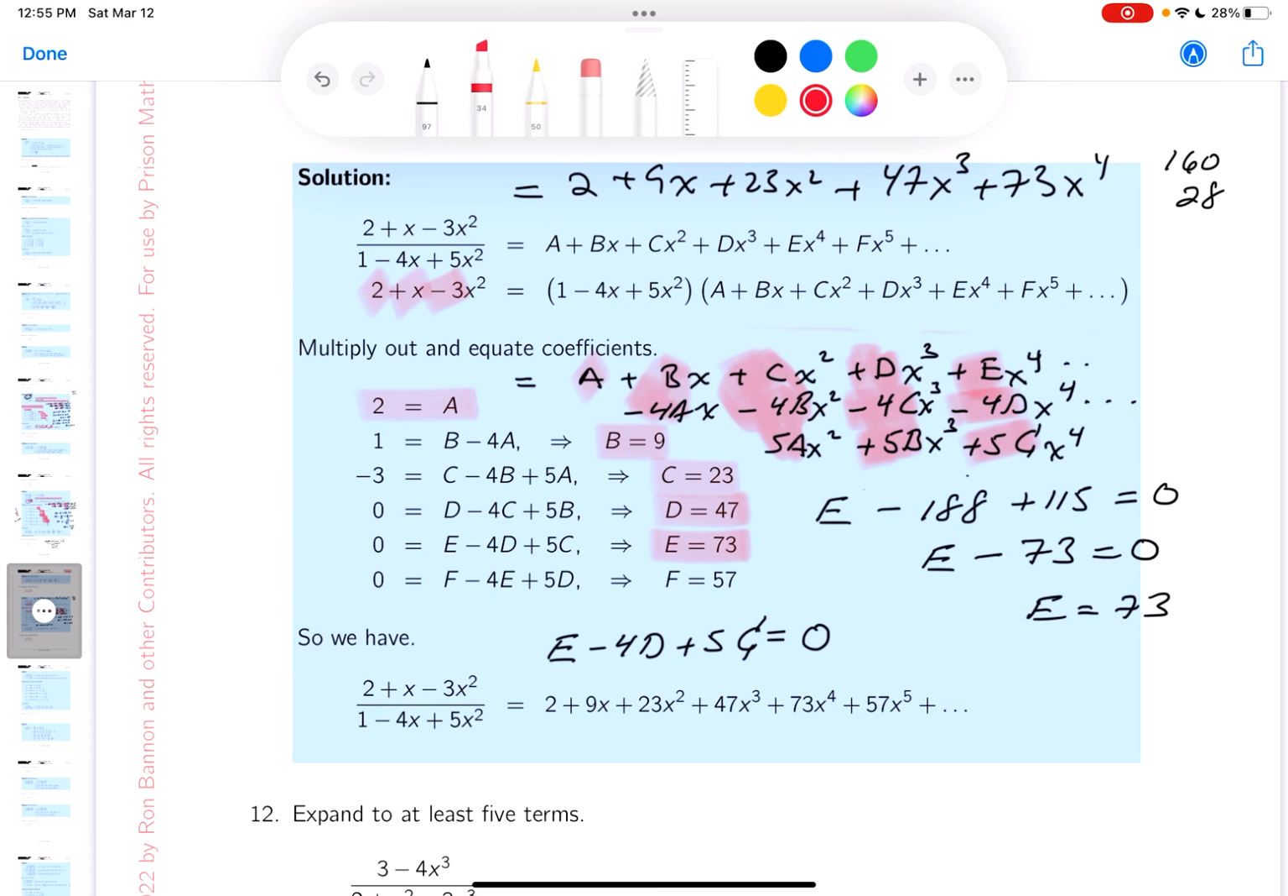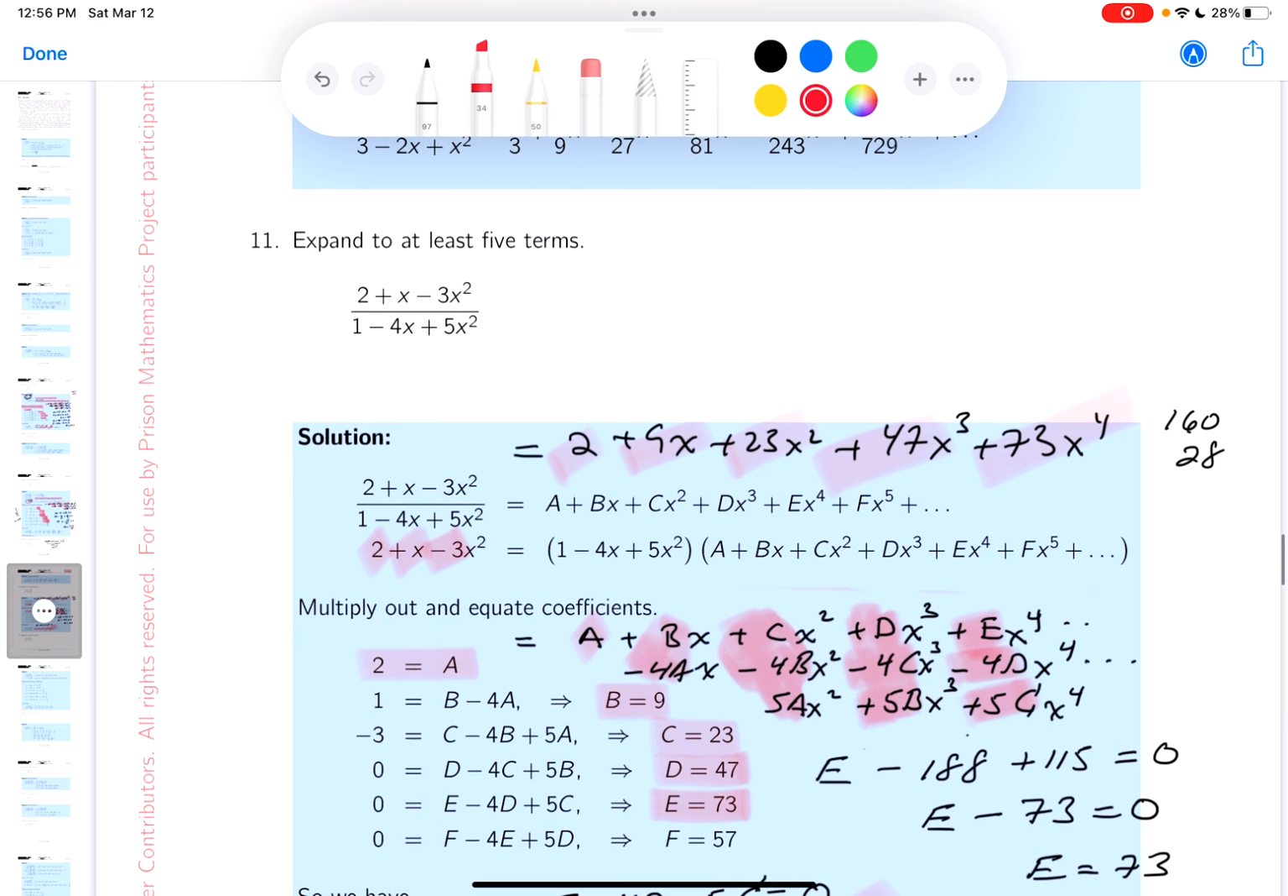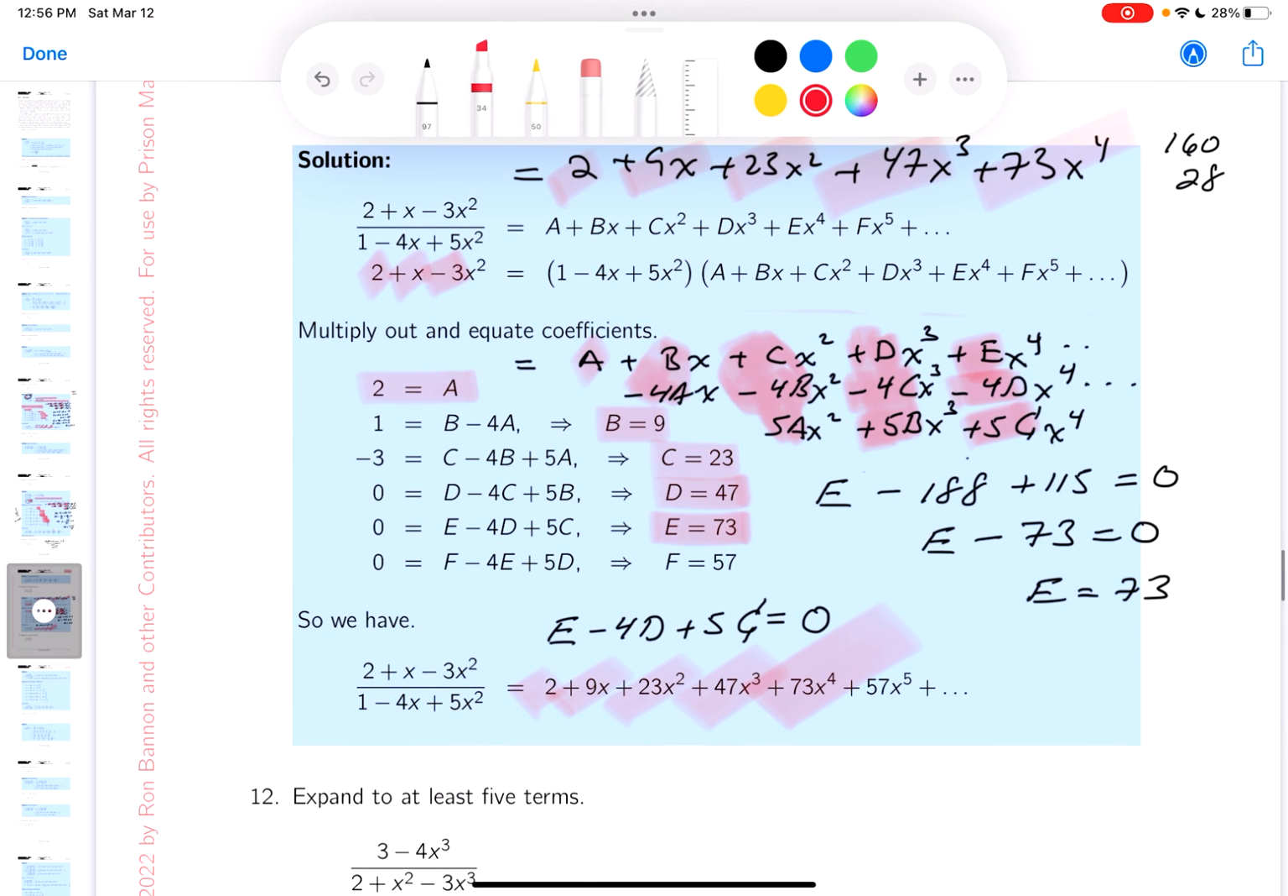Get your red pen out. See how you did. I'm just checking. We did good. We got 5 terms. What'd they say? Expand to at least 5 terms. We did that. All right, we're done. Thank you.